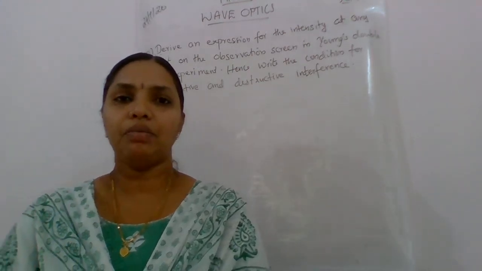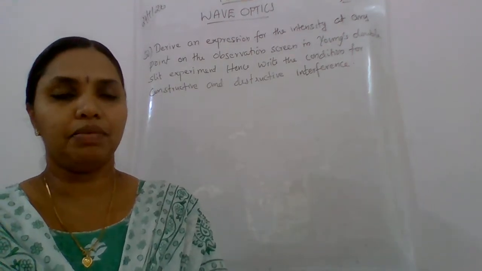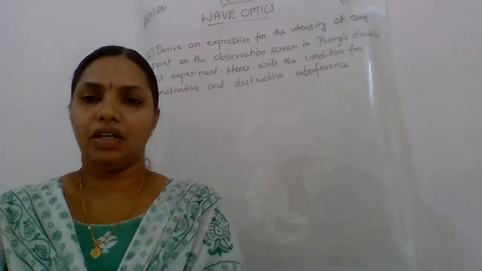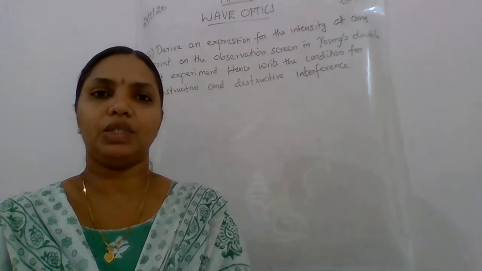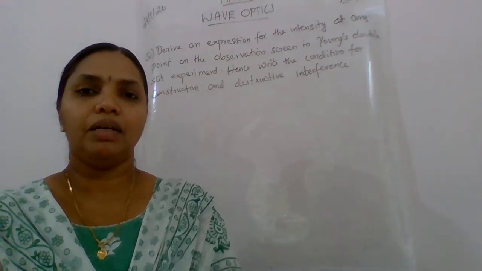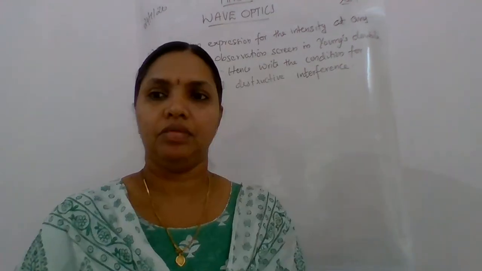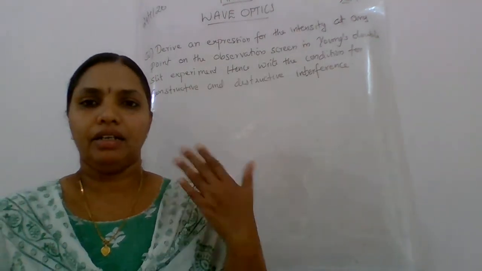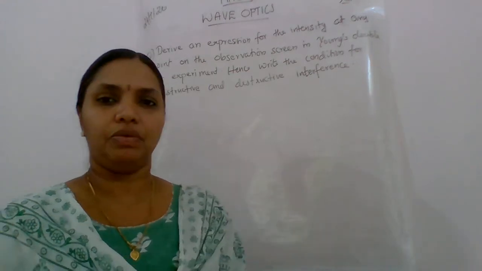Now we are moving to the mathematical explanation for Young's double slit experiment. Practically, we are getting alternate dark and bright bands on the screen while doing this experiment. Now we are going to explain the mathematical verification: how there is a variation in the intensity and what are the factors affecting it, we are going to discuss now.